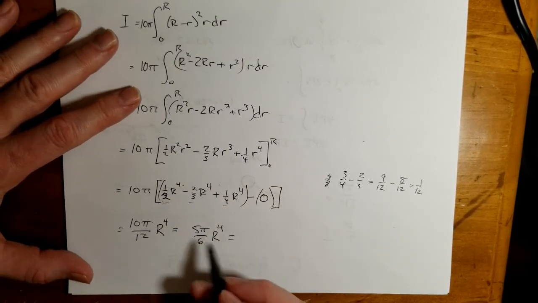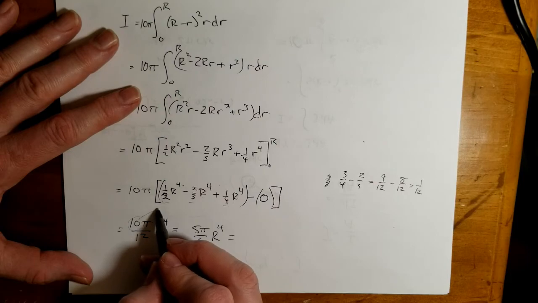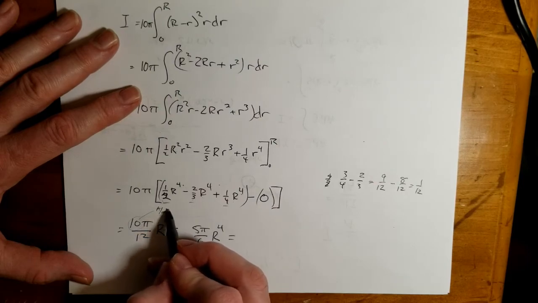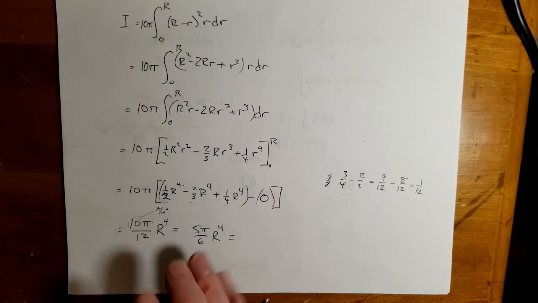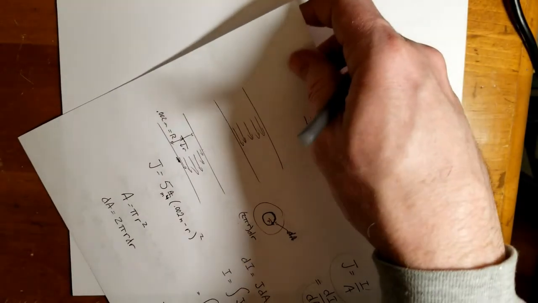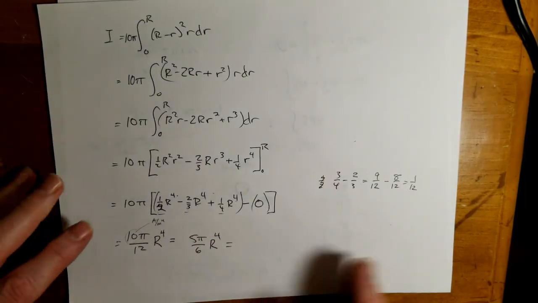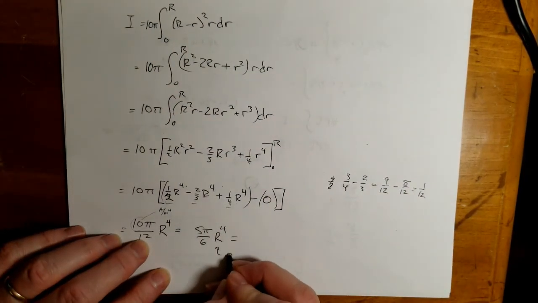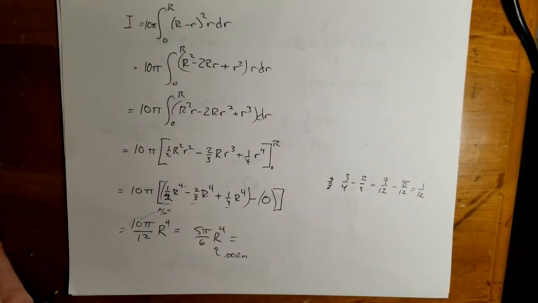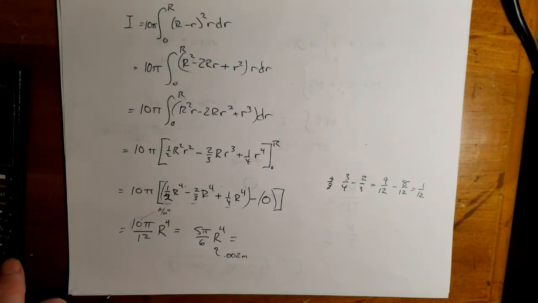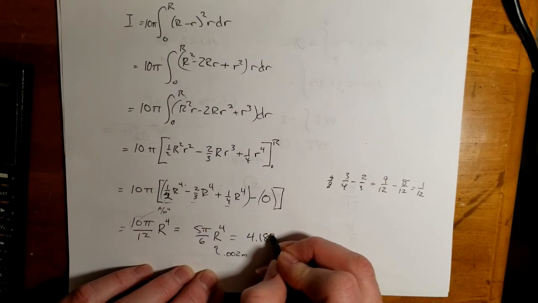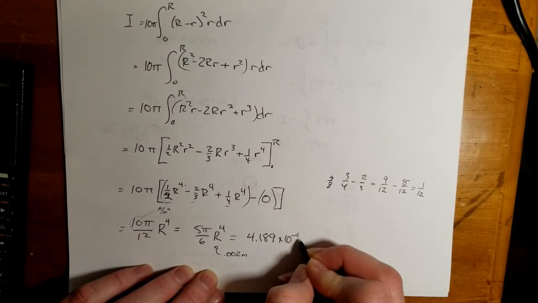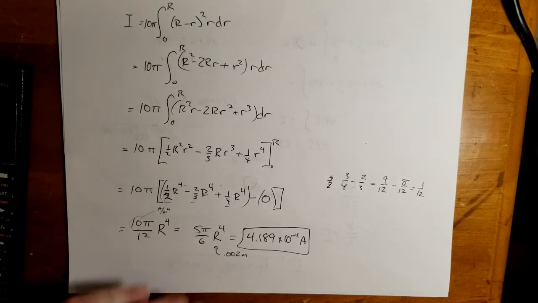And then we can stick in numbers. Recognize that the units here are amperes per meter to the 4th, and so this would be meters to the 4th. We'll cancel out, and I'm left with amperes. And I believe big R is 0.002 meters. So we can actually come up with a real value here. And I get 4.189 times 10 to the negative 11th amperes. So that is the current flowing through that wire.